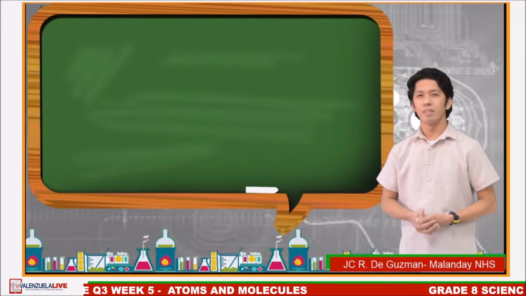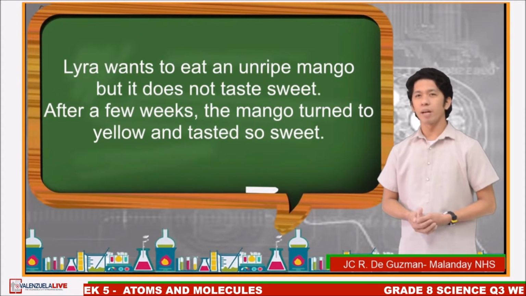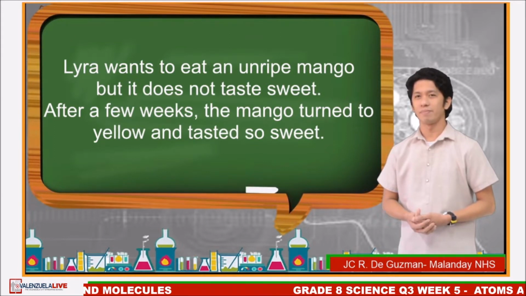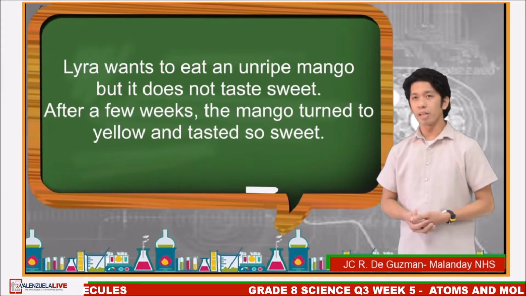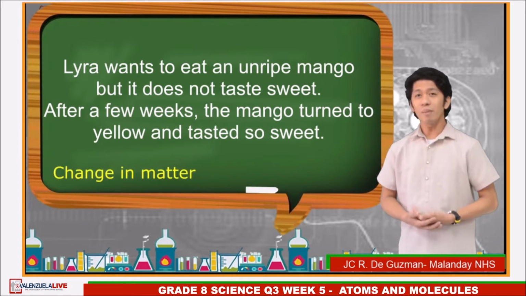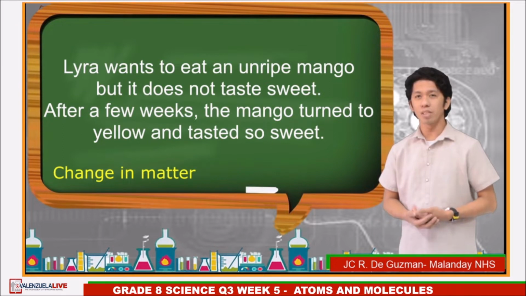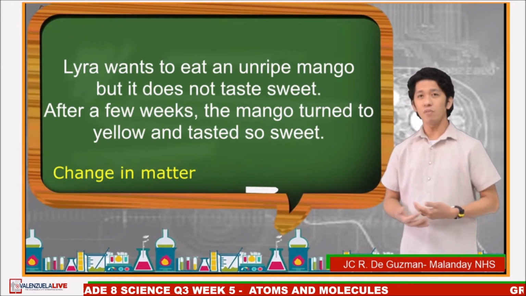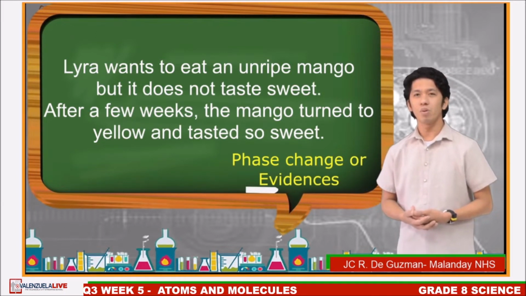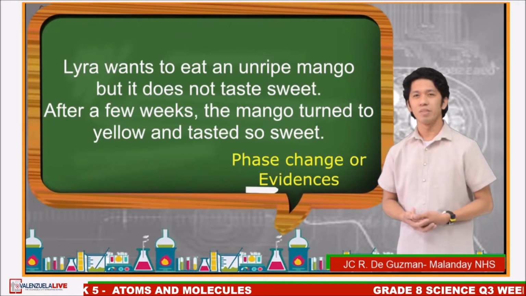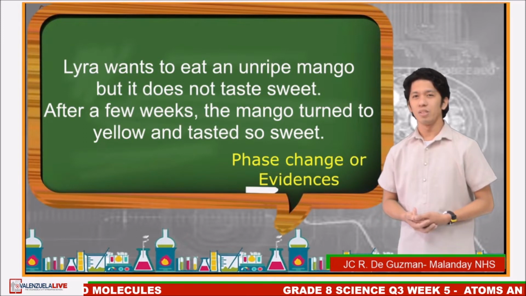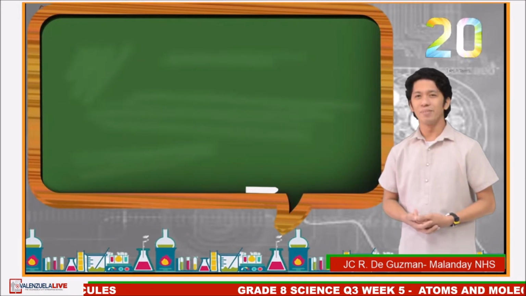First number. Lira wants to eat an unripe mango, which is color green, but it does not taste sweet. After a few weeks, the mango turns into color yellow and tastes sweet. What type of change in matter happens in the sample statement? And what phase change, if physical, or evidence, if chemical, occurs on the subject? You have 20 seconds to type your answer on the comment section. Your time starts now.